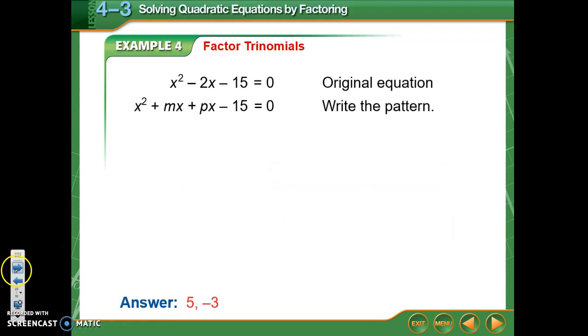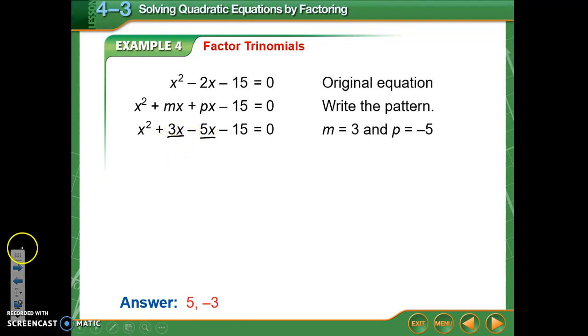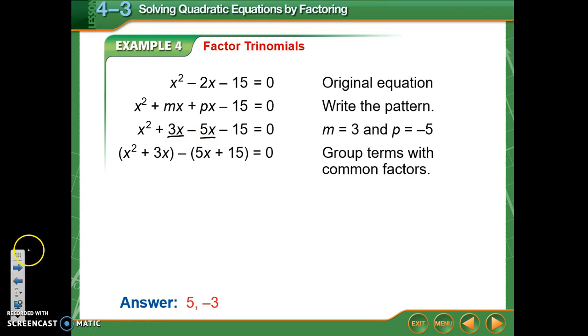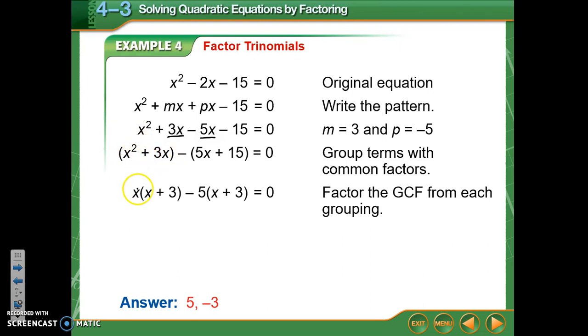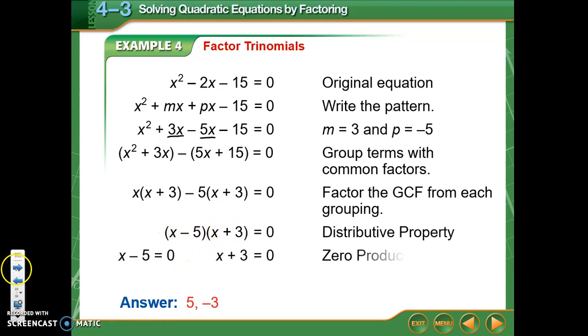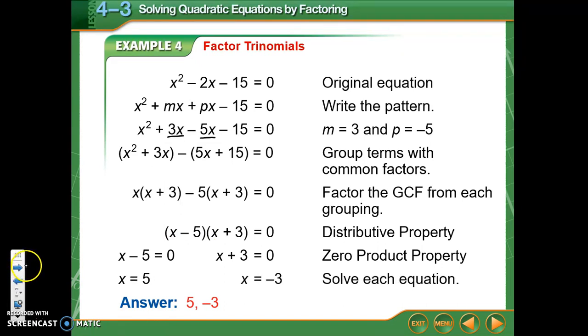So we rewrite our equation. Notice here's my 3x and my negative 5x, just like we looked at yesterday. Then we group the first two and the last two. We factor the x out of x squared plus 3x, factor a negative 5 out of negative 5x minus 15, and then x plus 3 is now my common factor. That gives me x minus 5 times x plus 3, and then I set each one of those equal to 0 and solve, and I get x equals 5 or x equals negative 3. Those would be my two roots or my two x-intercepts.